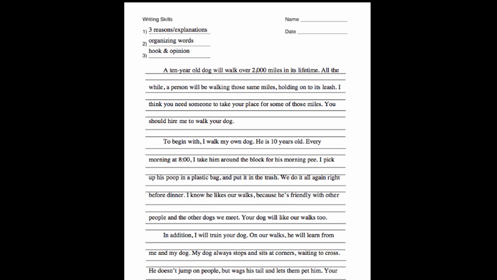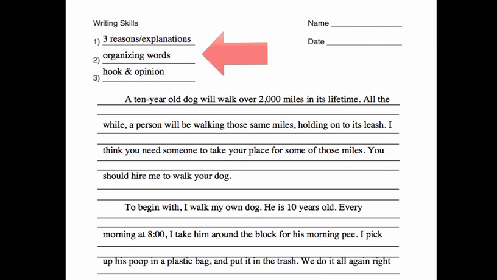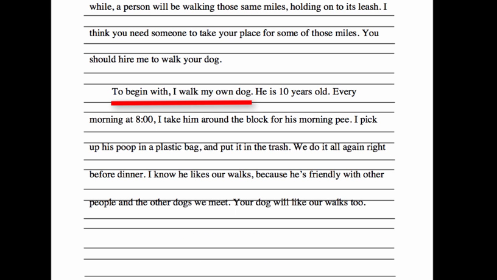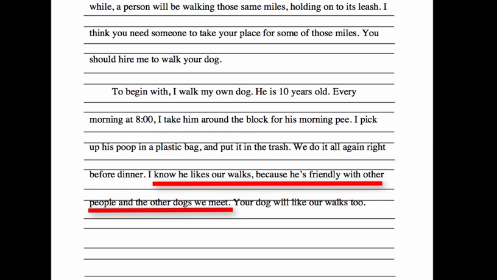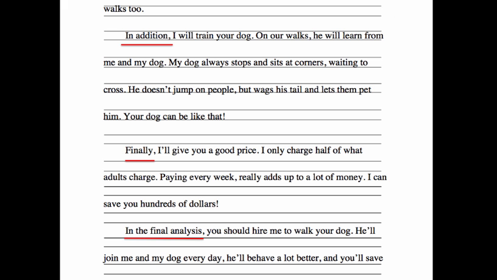Go back and reread your essay. If something doesn't sound right, fix it. Look back at the top of your page where the writing skills are. Did you write 3 well-developed paragraphs, each with reasons, explanations, and example? Did you use organizing words to link your paragraphs, and within paragraphs to link sentences?